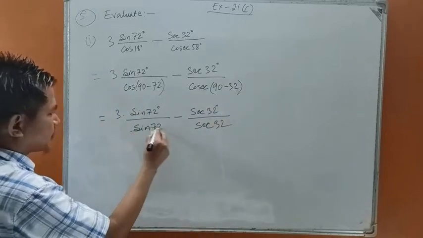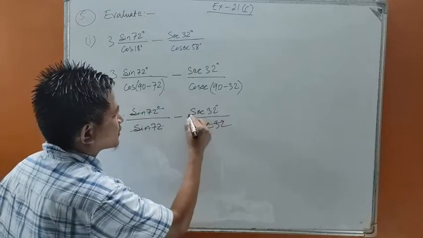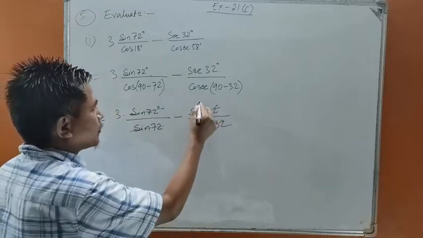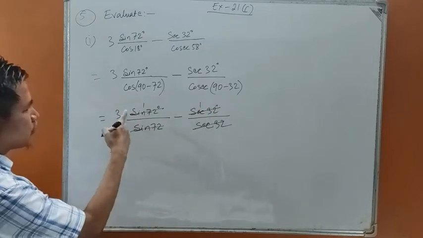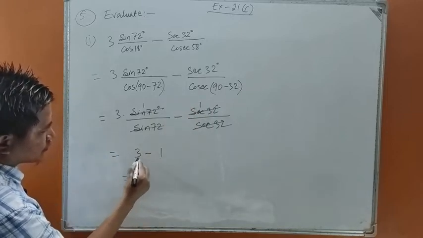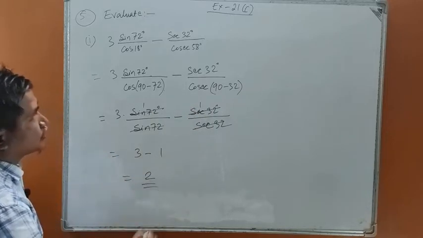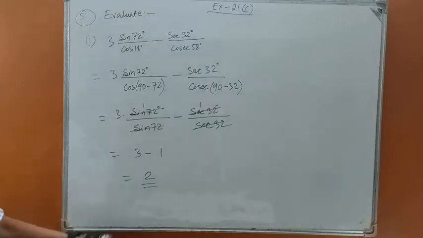So this sine 72 and sine 72 can be cancelled. Similarly, sec 32 and sec 32 can be cancelled. So we have 1 here and we have 1 here. So 3 1s are 3 minus this 1. So 3 minus 1 is 2, isn't it? So we were asked to find the value of this expression and the value is 2. Okay, this is the answer.